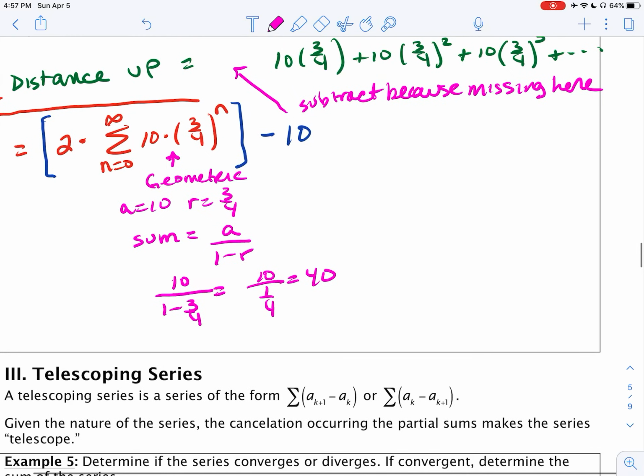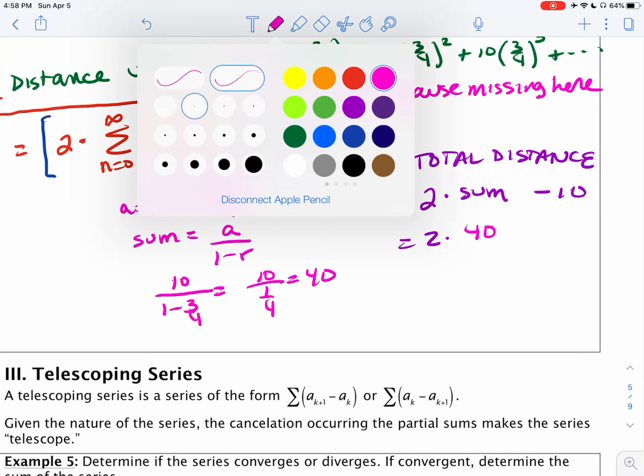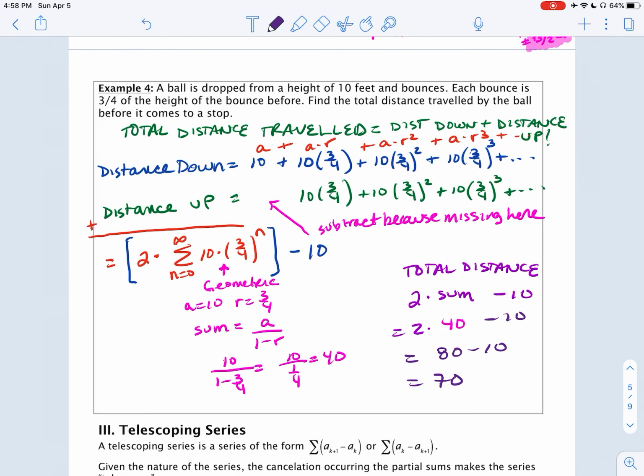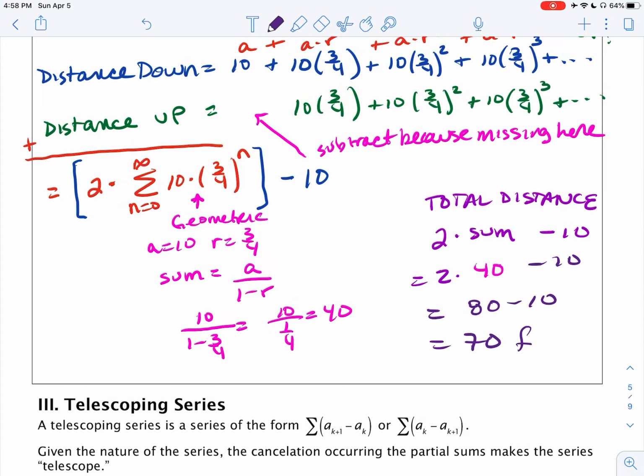But now my total distance, don't forget, is going to be 2 times that sum, and then minus 10. So this is going to equal 2 times 40. And then we still have the minus 10. And we end up with 80 minus 10, or 70. And we want to make sure that we have the right units of measurement, and that is 70 feet. So that's kind of fun.